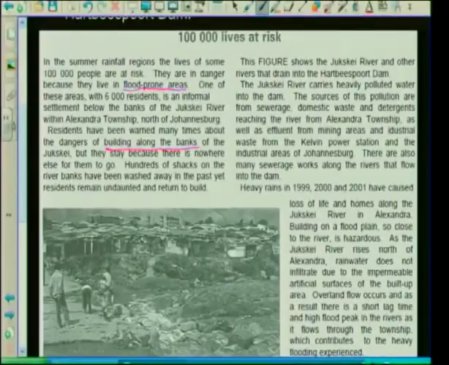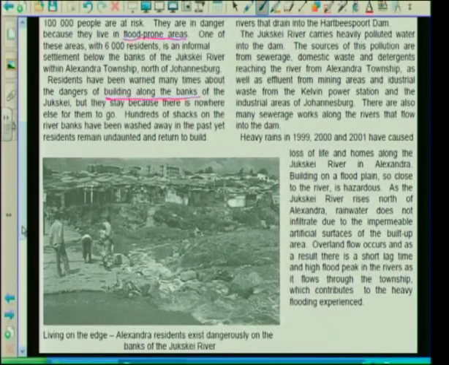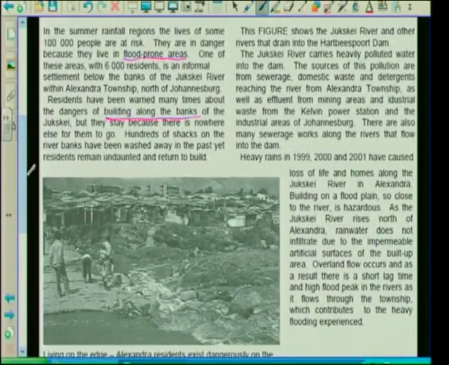Hundreds of shacks on the riverbanks have been washed away in the past, yet residents remain undaunted and return to build there predominantly because, as said earlier, they've got nowhere else to go. This figure shows the Jukskei River and other rivers that drain into the Hartbeespoort Dam. The Jukskei River carries heavily polluted water into the dam.